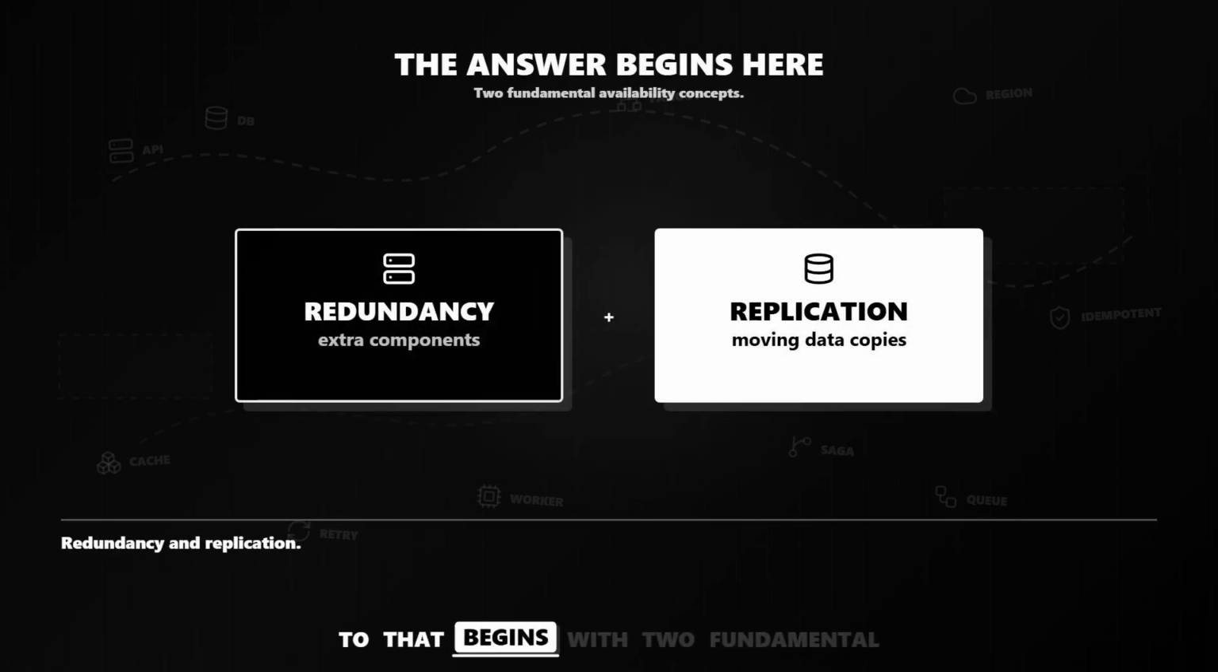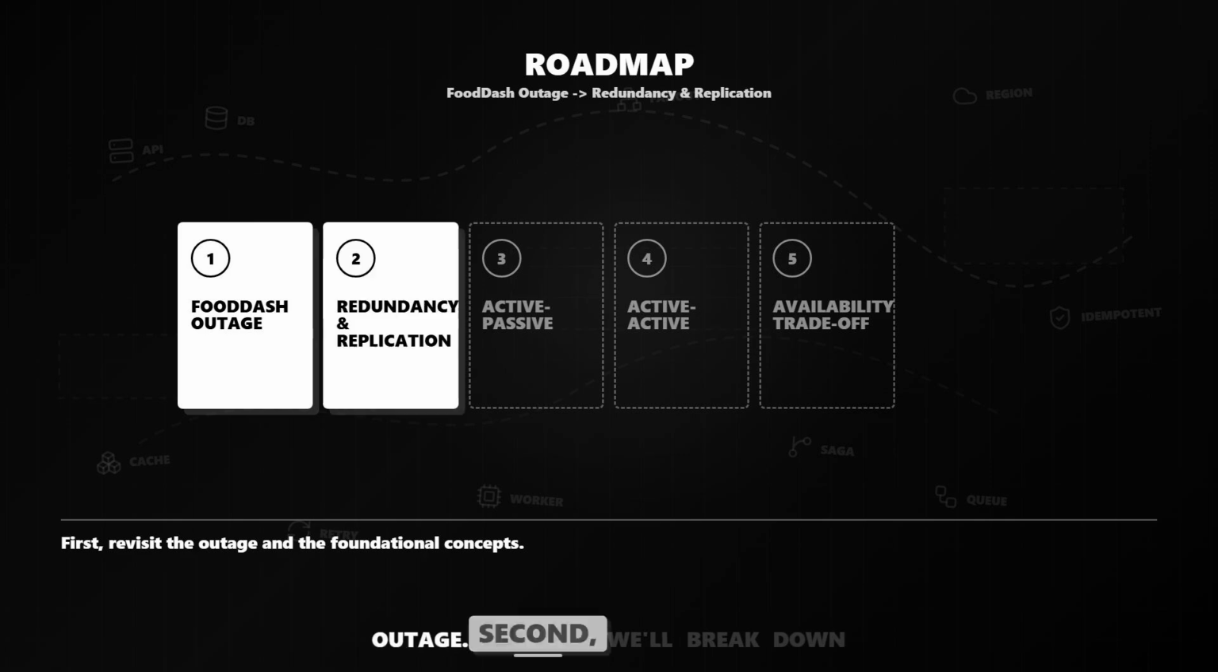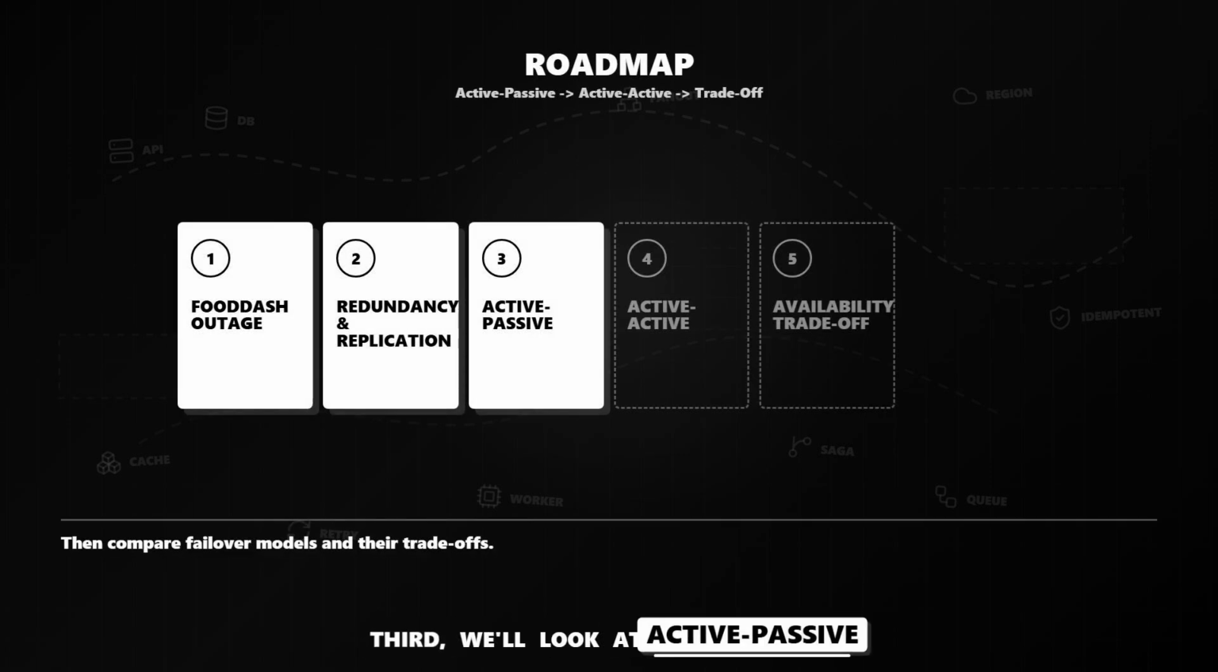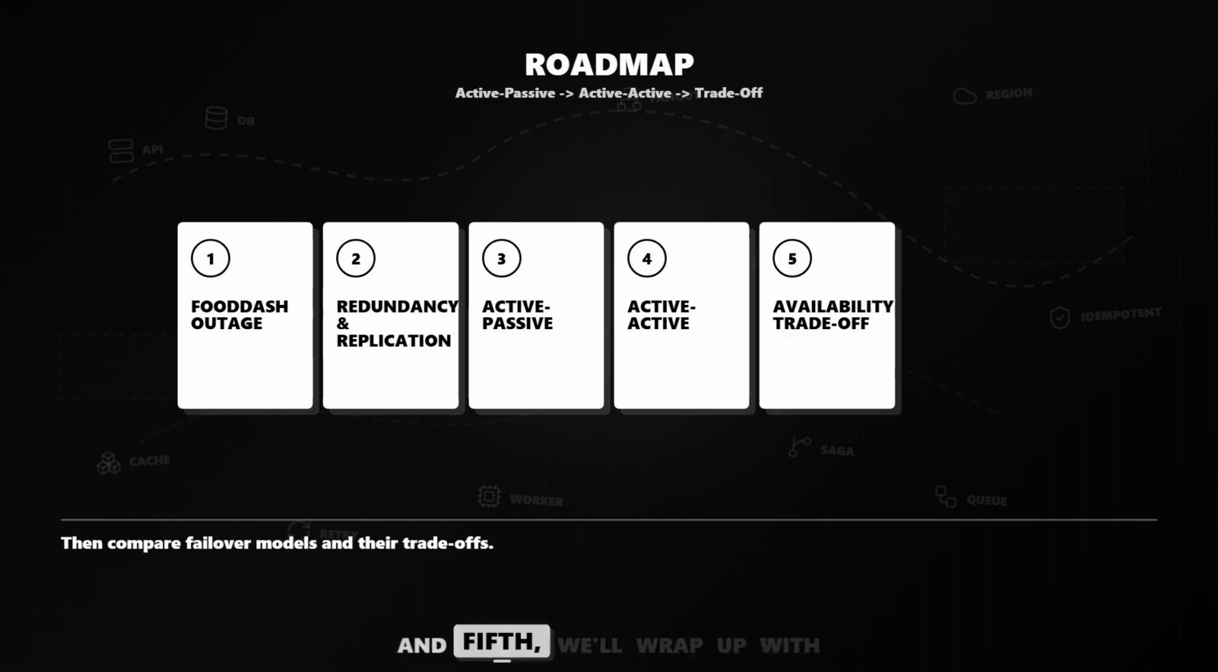Well, the answer to that begins with two fundamental concepts in availability engineering: redundancy and replication. Here's our quick roadmap for today. First, we'll revisit the FoodDash outage. Second, we'll break down redundancy and replication. Third, we'll look at active-passive architecture. Fourth, active-active architecture. And fifth, we'll wrap up with the availability trade-off.